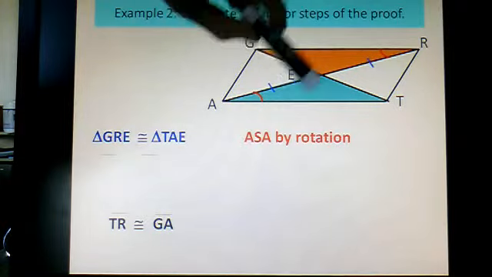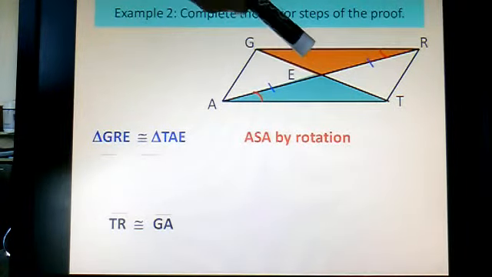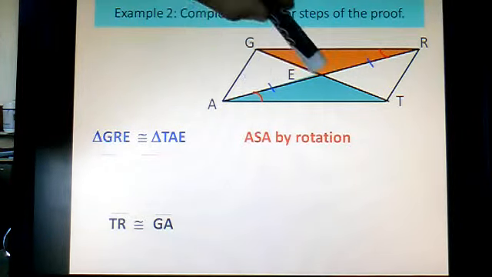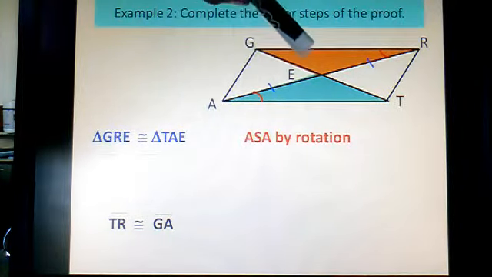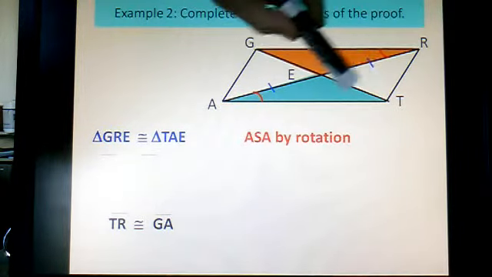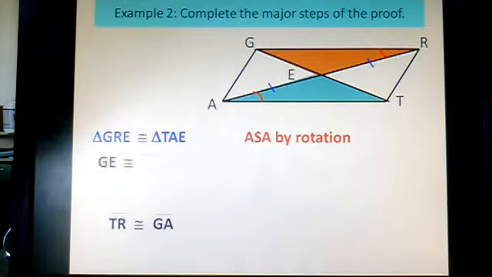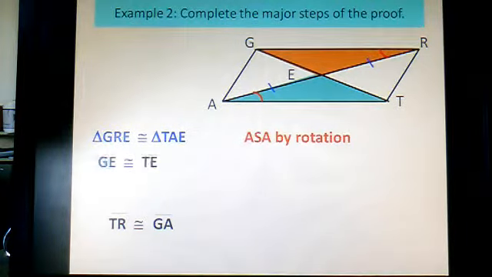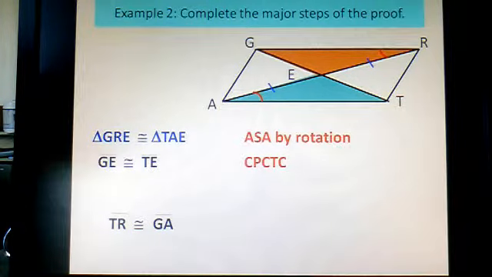If you know these are congruent, you can borrow. If you look at these two triangles, think about what they share. They would share the side GE. Well, you know if these triangles are congruent, that means GE and ET are congruent, and these guys share ET. So I'm going to go after GE and TE. They're parts of those congruent triangles.